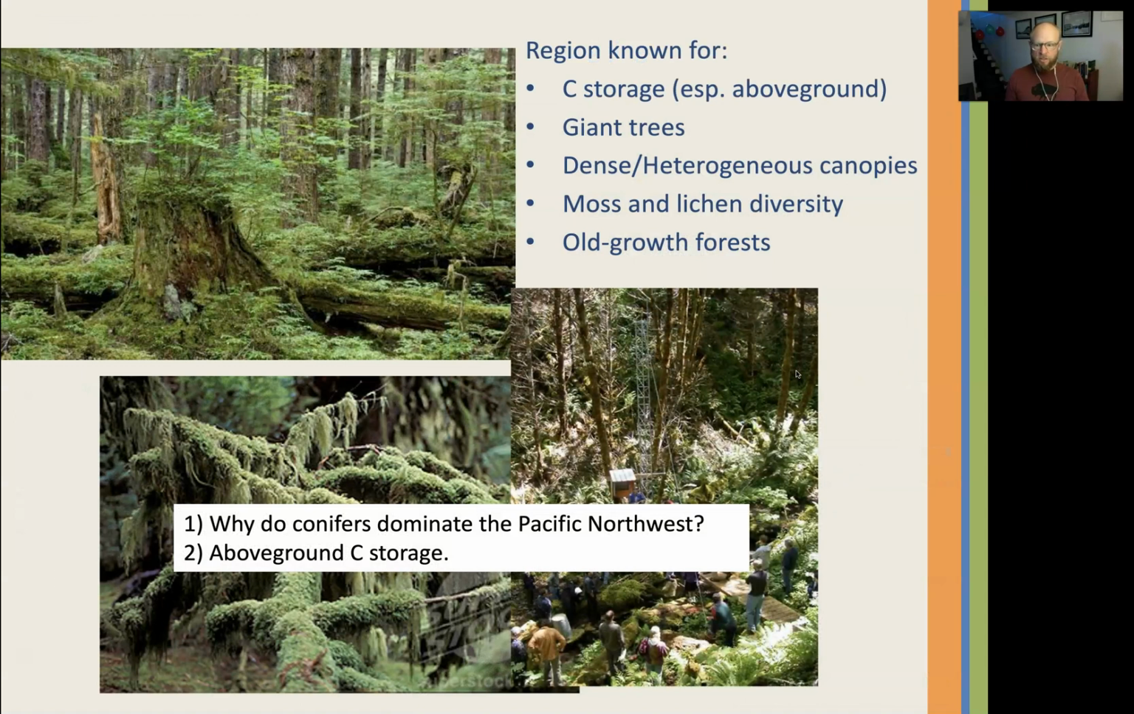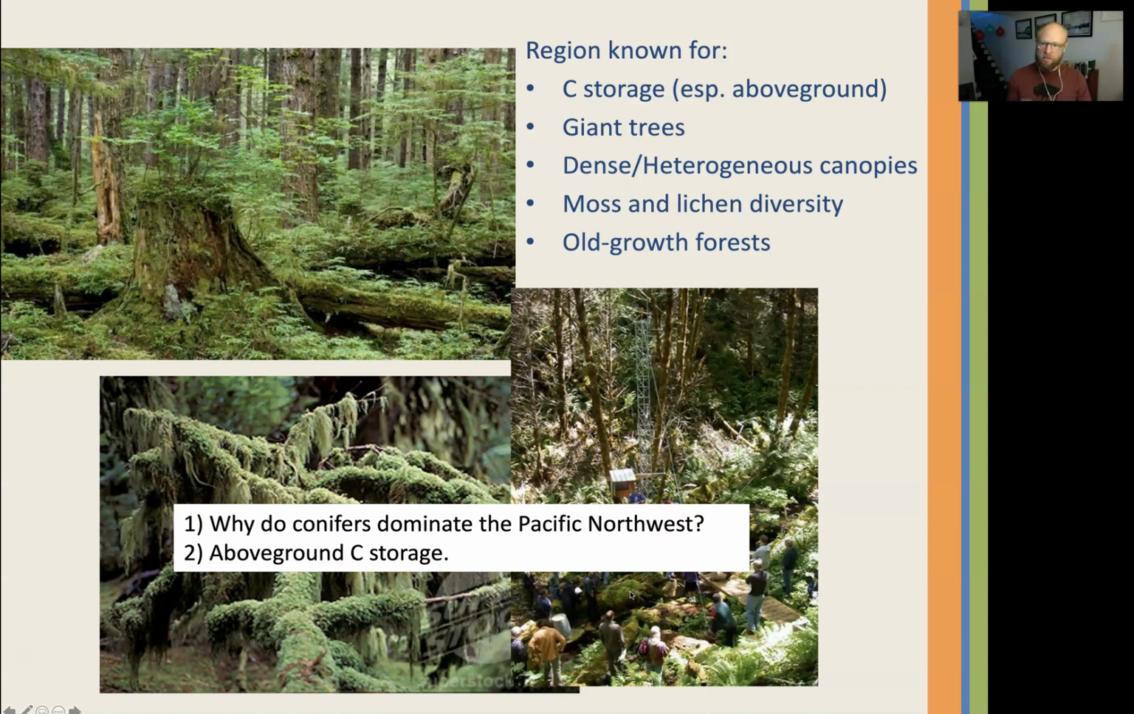All right, so let's talk about a couple things related a bit to carbon storage. The two things we're going to talk about here are why conifers dominate the Pacific Northwest, and we'll talk about the above ground carbon storage. The paper you have to read for this week is related to why conifers dominate the Pacific Northwest.